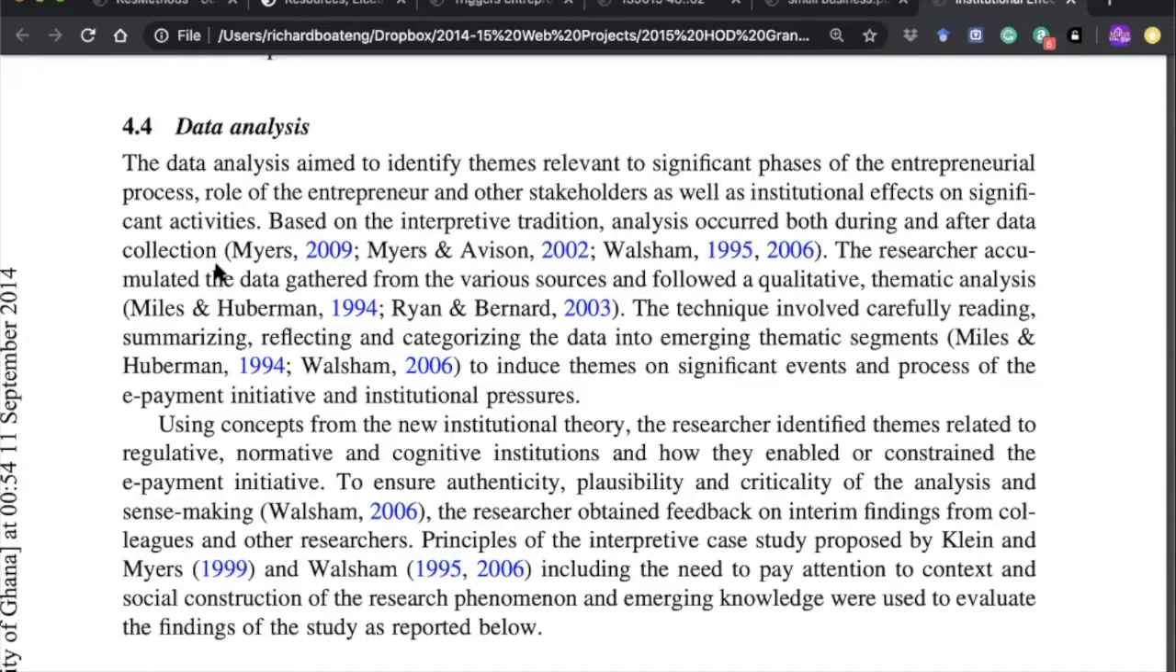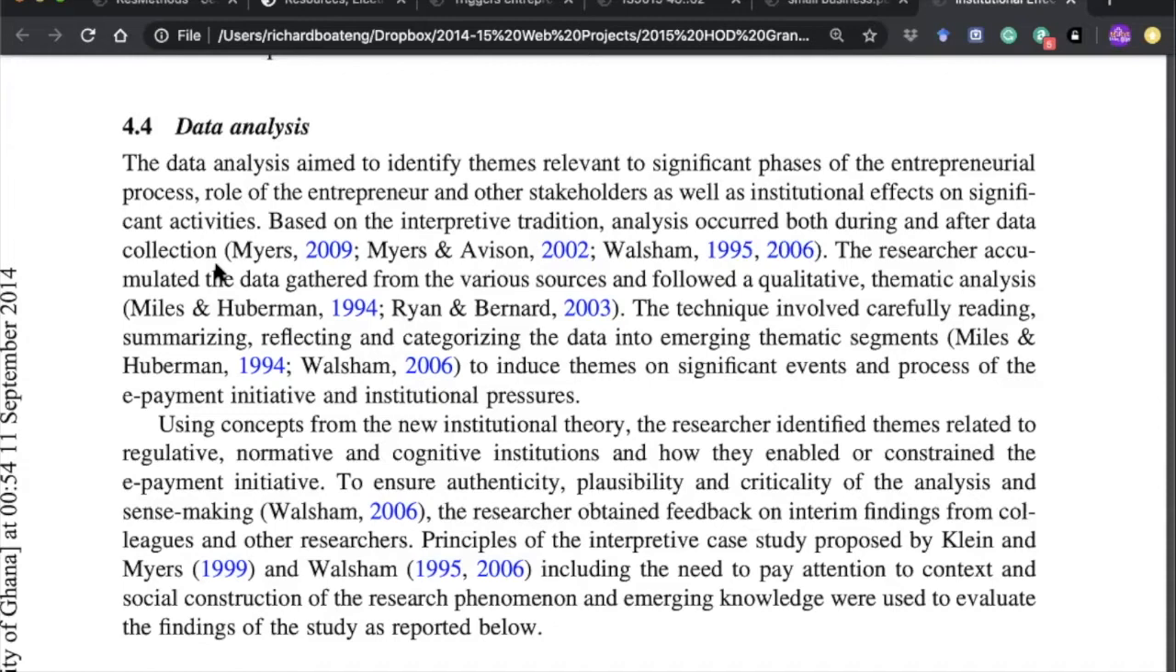And that is the same thing that critical realists also believe in. And most qualitative researchers believe that analysis does not start after you finish collecting the data, but analysis begins when you start collecting the data. So that's one point you want to put down: that in qualitative research, analysis begins when you start collecting the data.